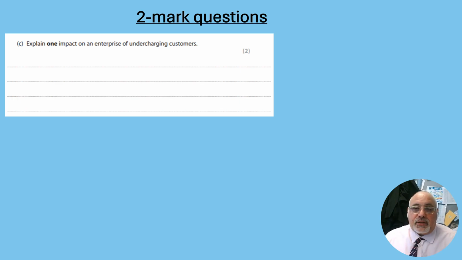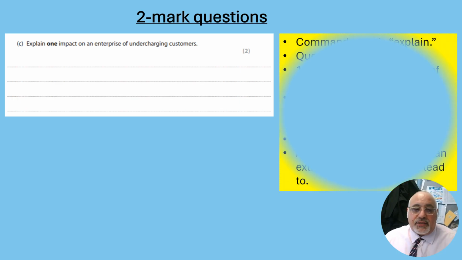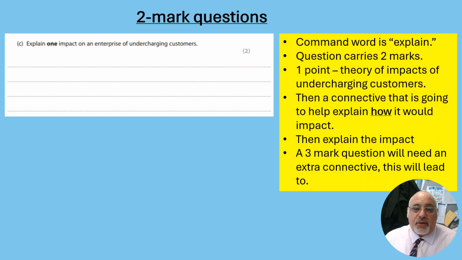Explain one impact of an enterprise undercharging customers. The explain is the command word, therefore it's 2 marks. You'll get 1 mark for the theory, i.e. what are the impacts of undercharging customers to the business, and then you would need to use a connective and explain why it would be an impact. That would get you the 2nd mark. So it looks a bit like this.